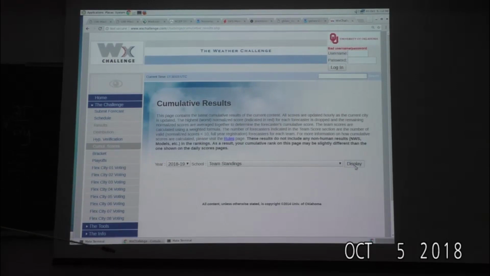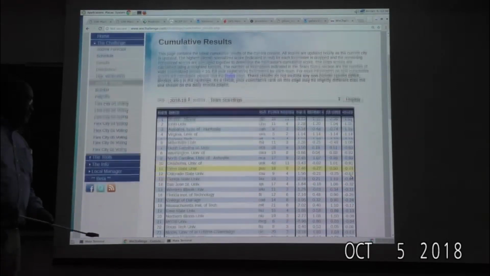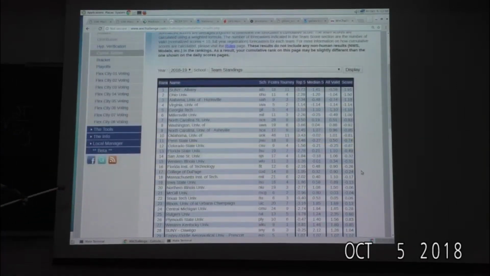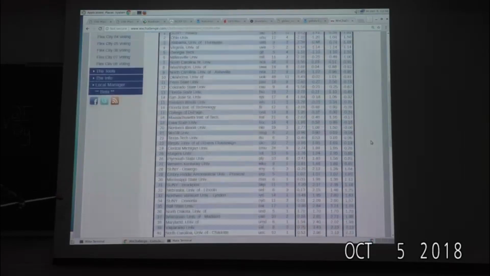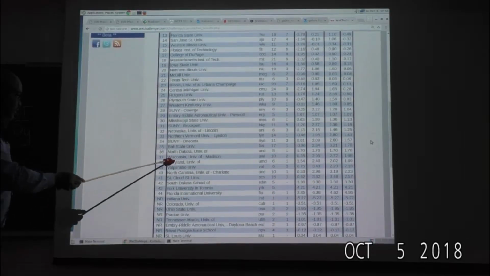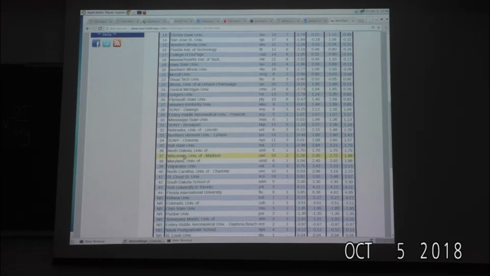Team standing. Oh, this is only 2 weeks into the contest. Oh gosh, we're not doing good. So this is a challenge to us. Here we are, 37. That's not so good. So we have to pick up our game. But over the course of the semester, we'll see ourselves climbing slowly.